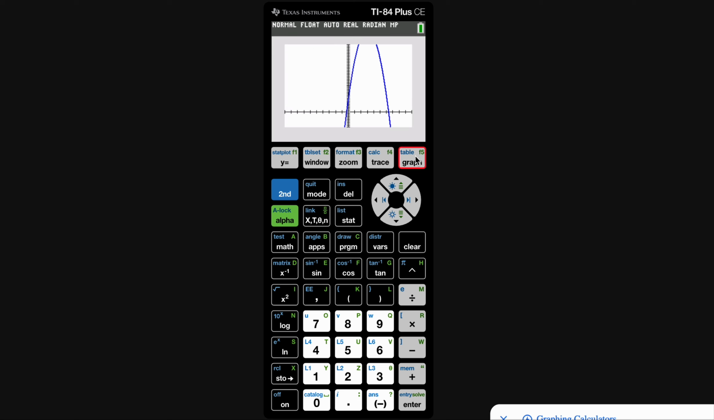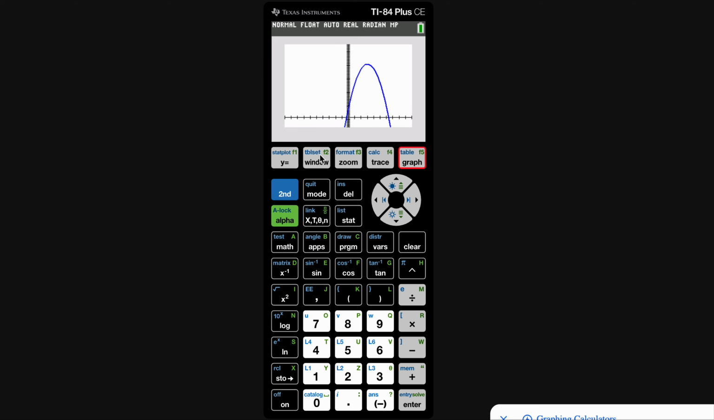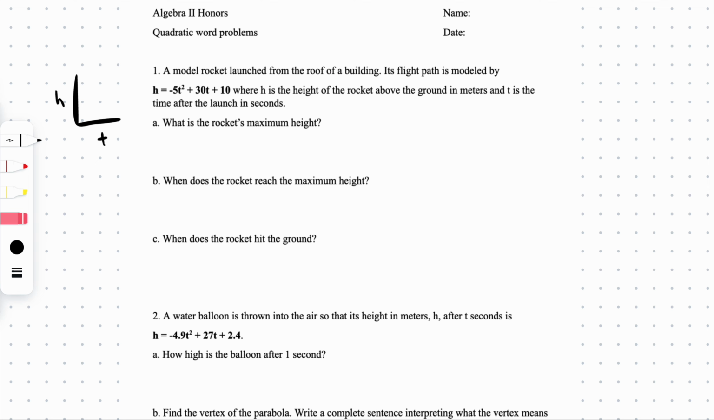Now I'm going to graph this function. Okay, so we see that we can't see the entire function, or at least the vertex, which is an important piece of information. So I'm going to press window, and our y maximum right now is set to 45. I'm going to set that to 75 and see if that helps. Boom. Okay, we see everything now.